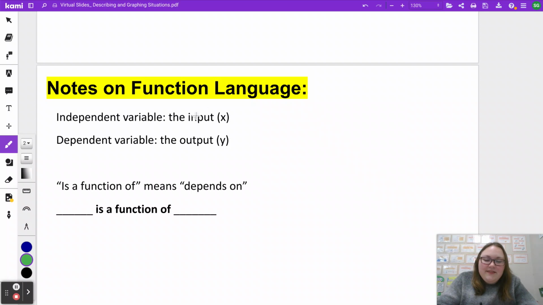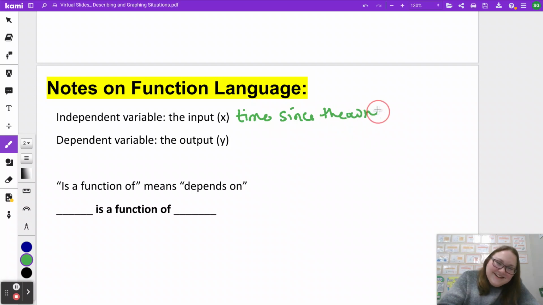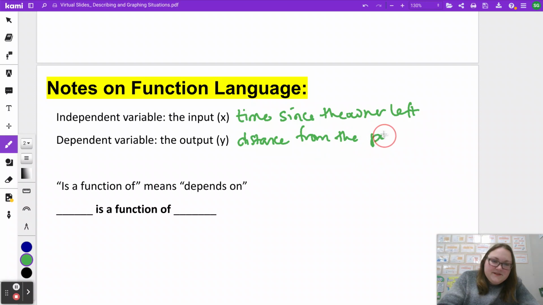So we said earlier the input of the situation we've been looking at is time. And I should be more specific: time since the owner left. And the output was the distance. It was the distance from the post. Again, if you had me for pre-algebra, we talked about independent and dependent variables and identified them from similar stories. The distance from the post is the dependent variable because the distance depends on how much time the dog has been standing there. So if you're already familiar with independent and dependent variables, you can use those too to help you out with this.